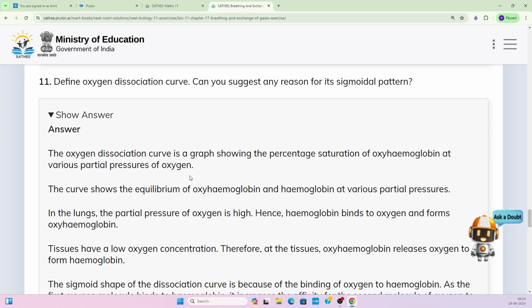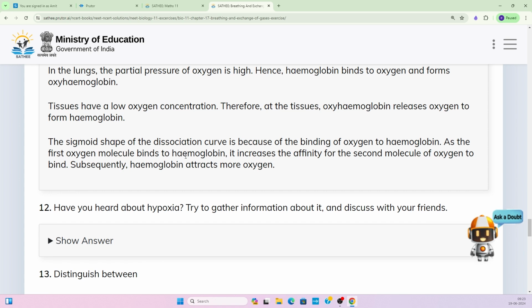Now the tissues have a low oxygen concentration. Coming to the tissue level, the oxygen concentration is less, and therefore at the tissue, oxyhemoglobin releases oxygen to form hemoglobin.